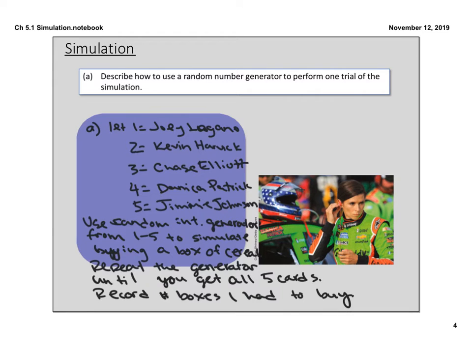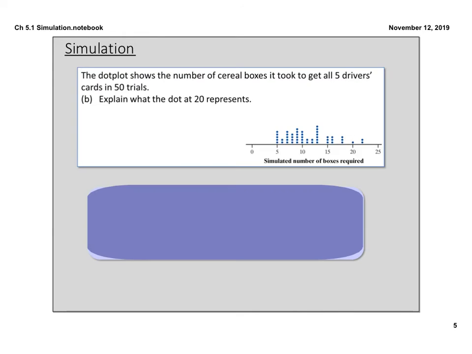To get all 5. Okay. So now part B shows the number of cereal boxes it took to get all 5 drivers' cards over 50 trials. So what they did is they repeated that experiment 50 times, okay? So explain what the dot at box number 20 says. So in part B, they're looking at this dot right here, okay?